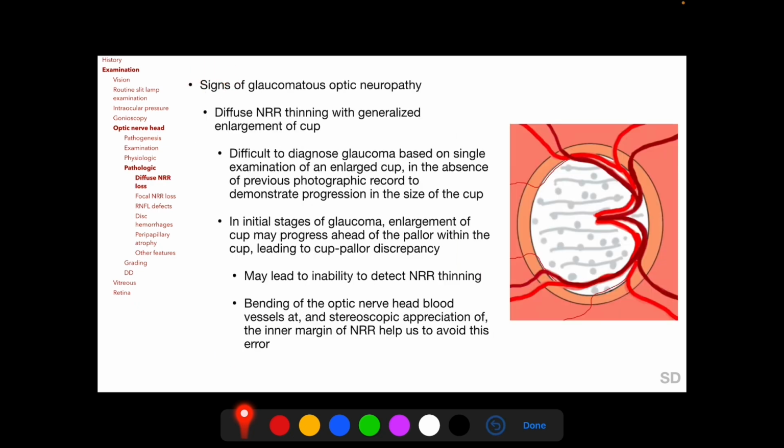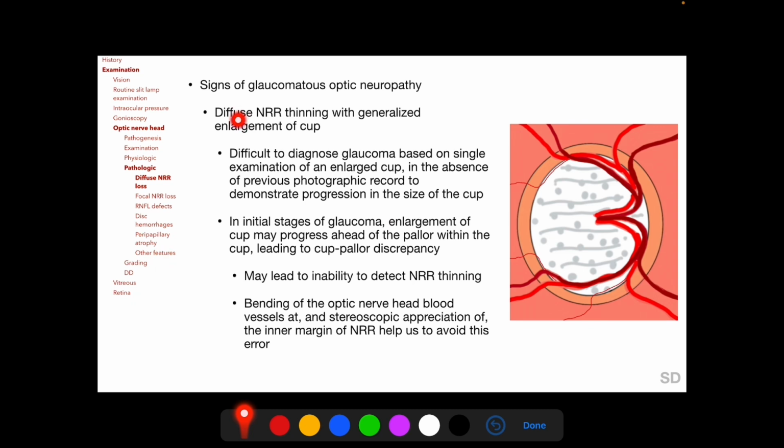Clinical signs of glaucomatous optic neuropathy include diffuse neuroretinal rim loss, focal neuroretinal rim loss, retinal nerve fiber layer defects, disc hemorrhages, also called splinter hemorrhages, and peripapillary atrophy. There are also other clinical signs of glaucomatous optic neuropathy which we will also discuss.